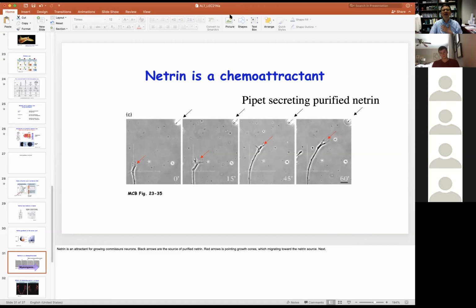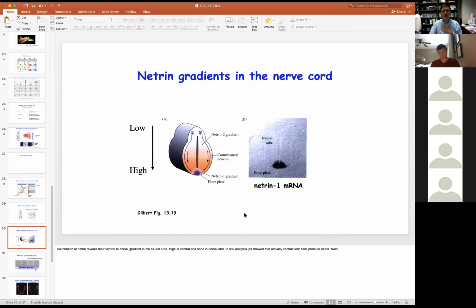Dr. Lee? Yeah. On the slide before, when you showed the Netrin-1 mRNA in the floor plate being produced there, you said that we couldn't say ventral line. You were really particular about the wording there, and I was just curious why. Oh, right. Think about the ventral midline, but not like a ventral line. Yes, this is the ventral midline.